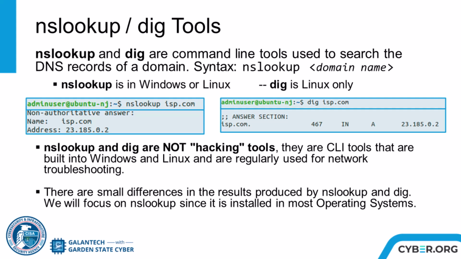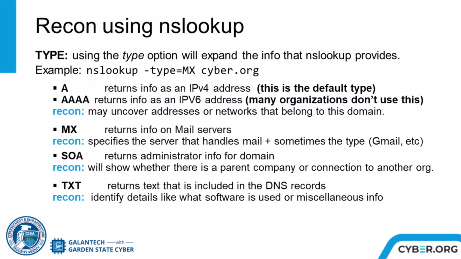They are command line interface tools that are built into Windows and Linux and are regularly used for network troubleshooting. There are small differences in the results produced by Nslookup and dig. We will focus on Nslookup since it is installed in most operating systems. When you are using Nslookup for reconnaissance, you will use type to expand the information that Nslookup provides. Using only A will return information as an IPv4 address. This is the default when using Nslookup.